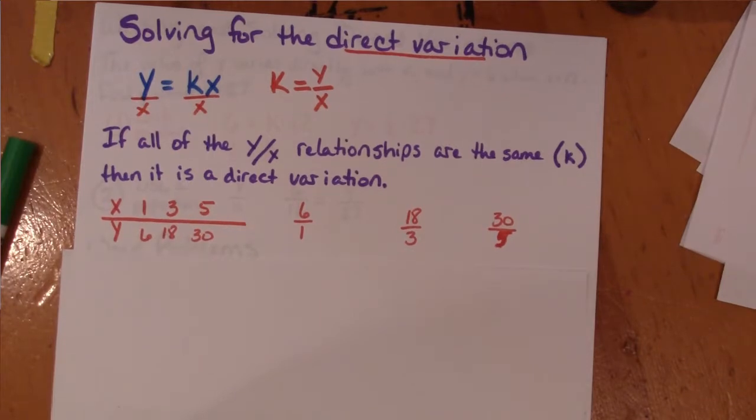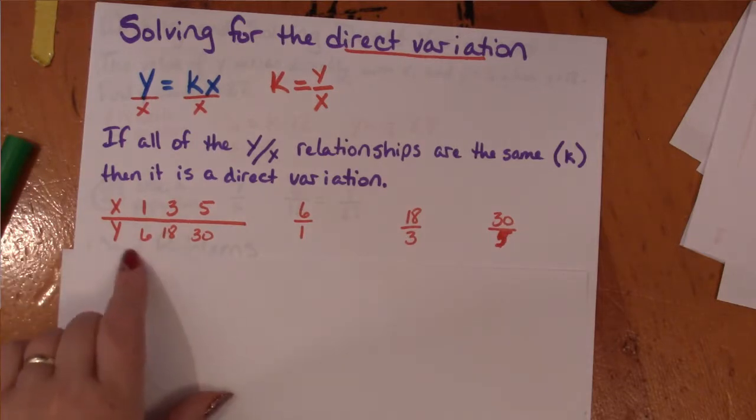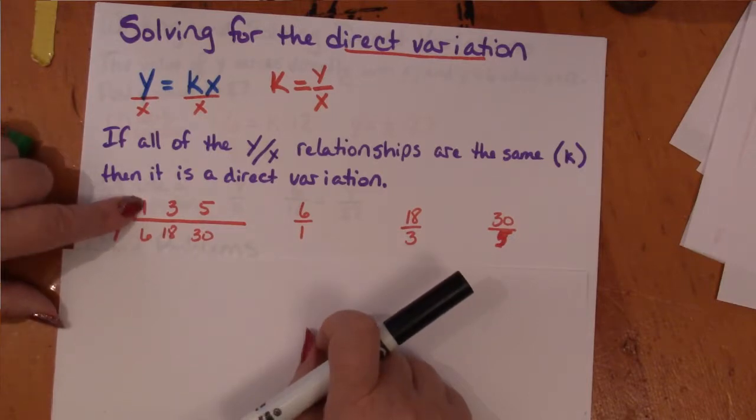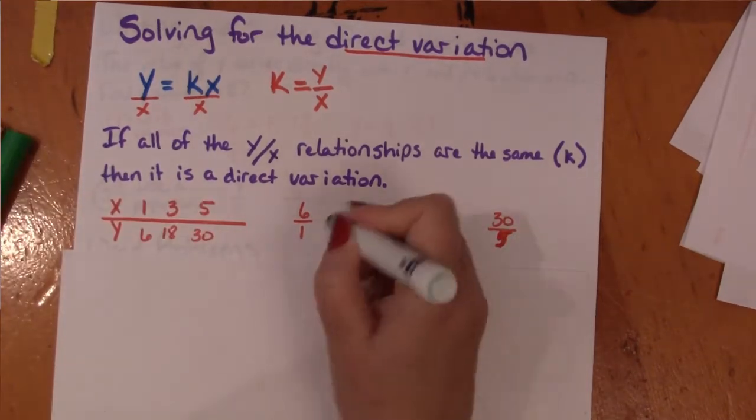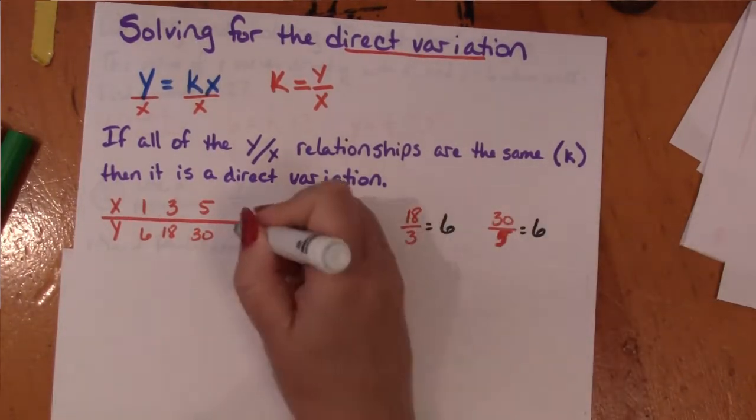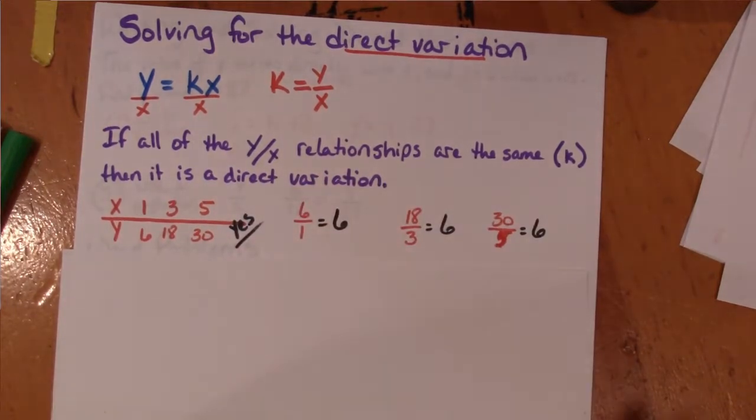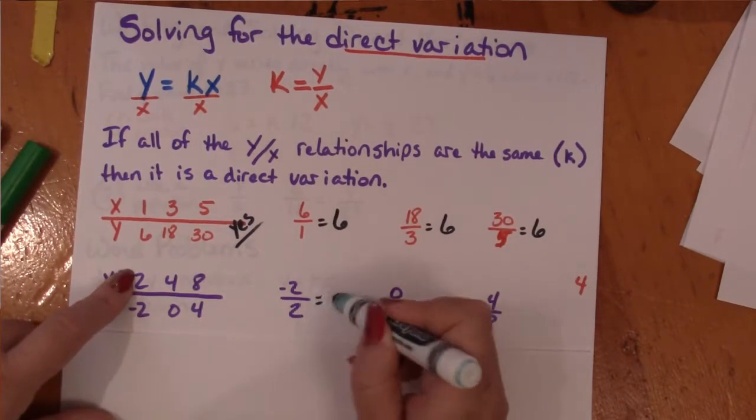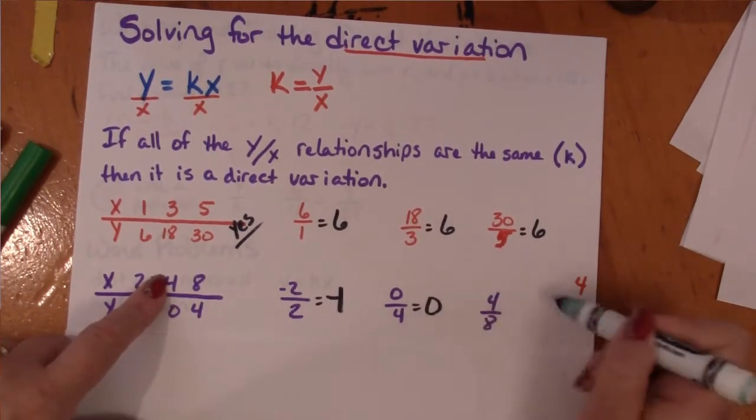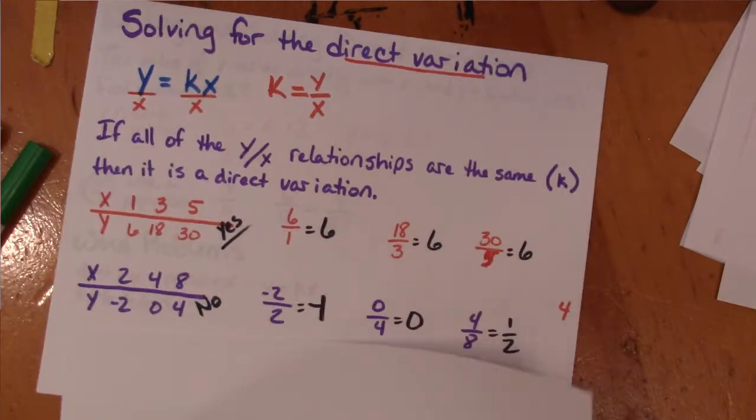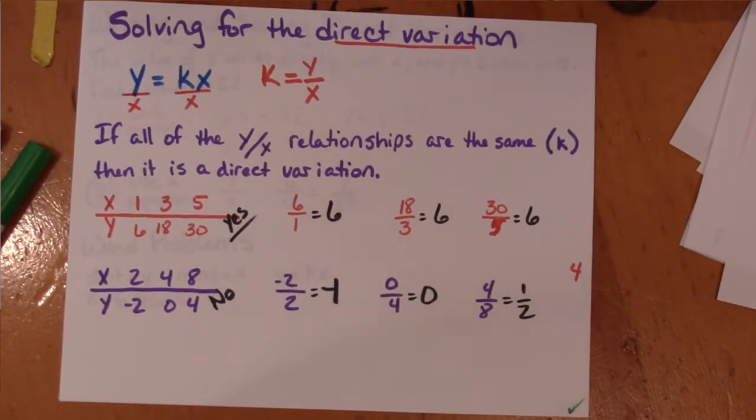So for example here, we're given this chart where they've given us what the x's and y's equal, and if you do all of them, y over x, y over x, y over x, and you solve for them, this is 6, and this is 6, and this is 6, so this is a direct variation. With this one, this is negative 1, and this is 0, and this is 1/2, so no, this is not a direct variation.